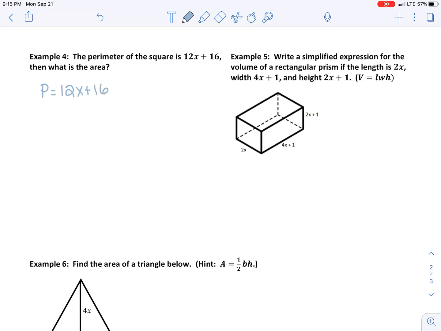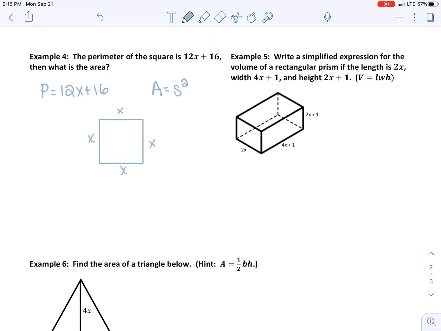Okay, so that means that all 4 of my sides added together will give me 12x plus 16. So I need to know the area. And with the area of a square, the area is equal to side squared. So if I have a square, I need to know what each side is going to be. Okay, and like I said, perimeter is all 4 of those sides added together.